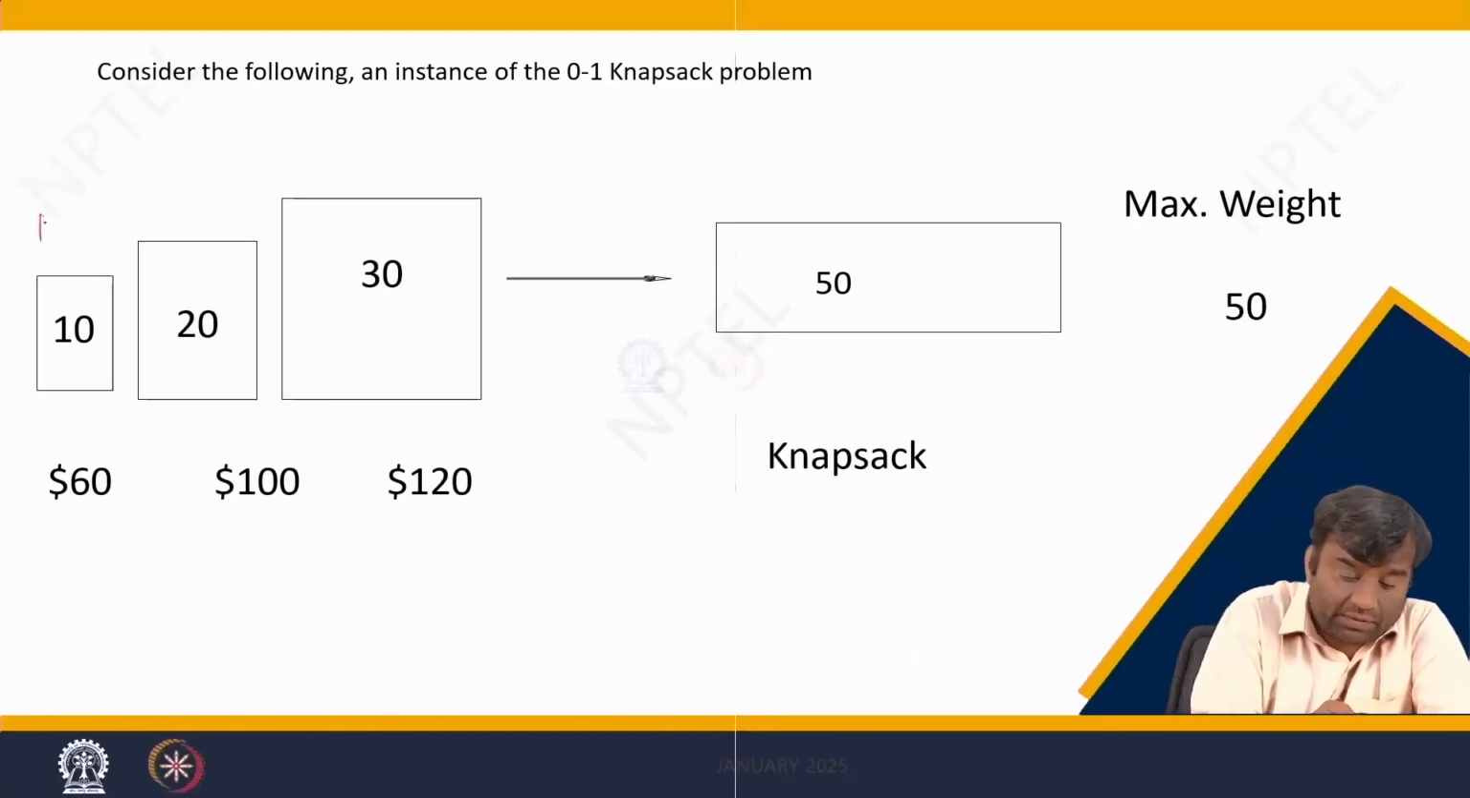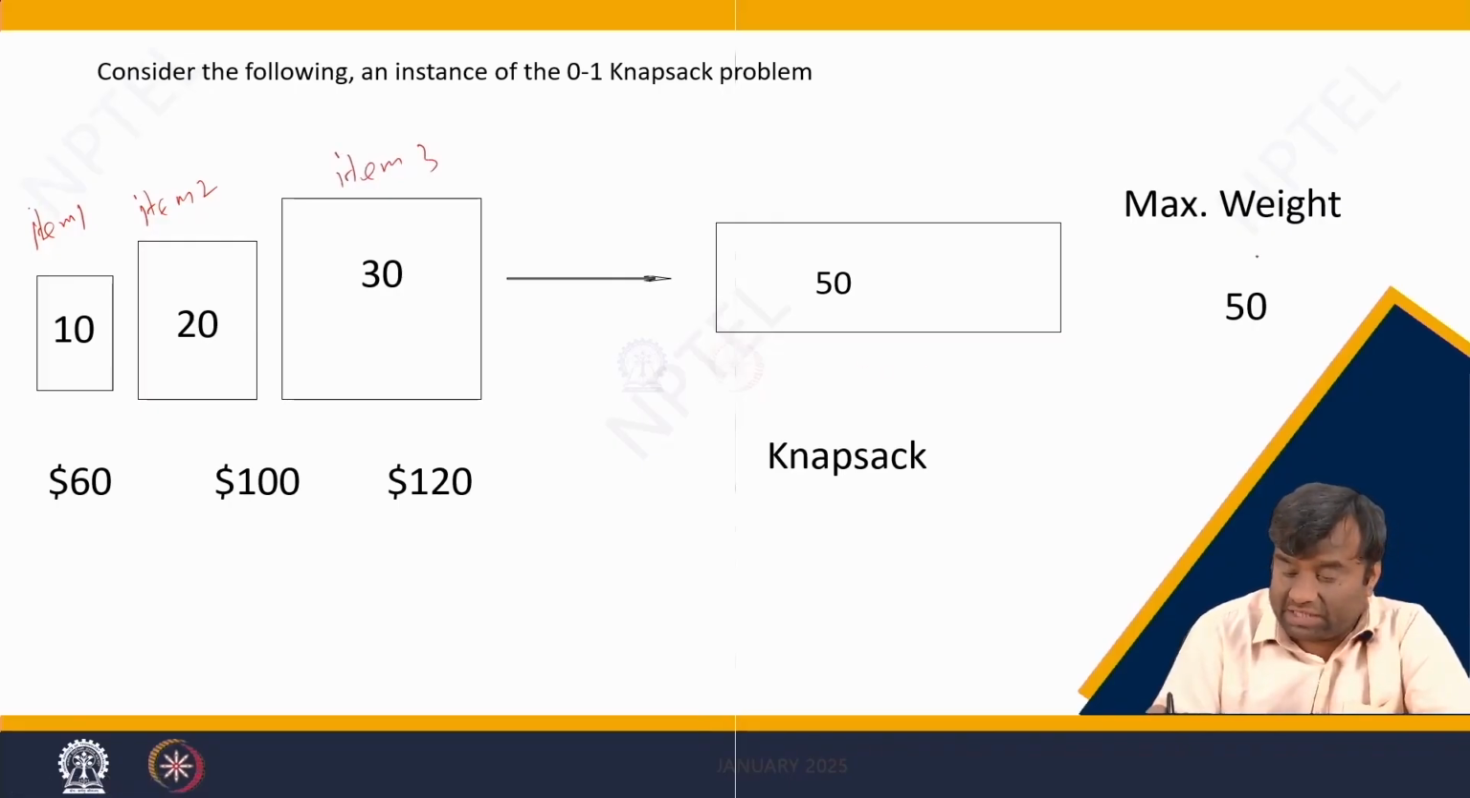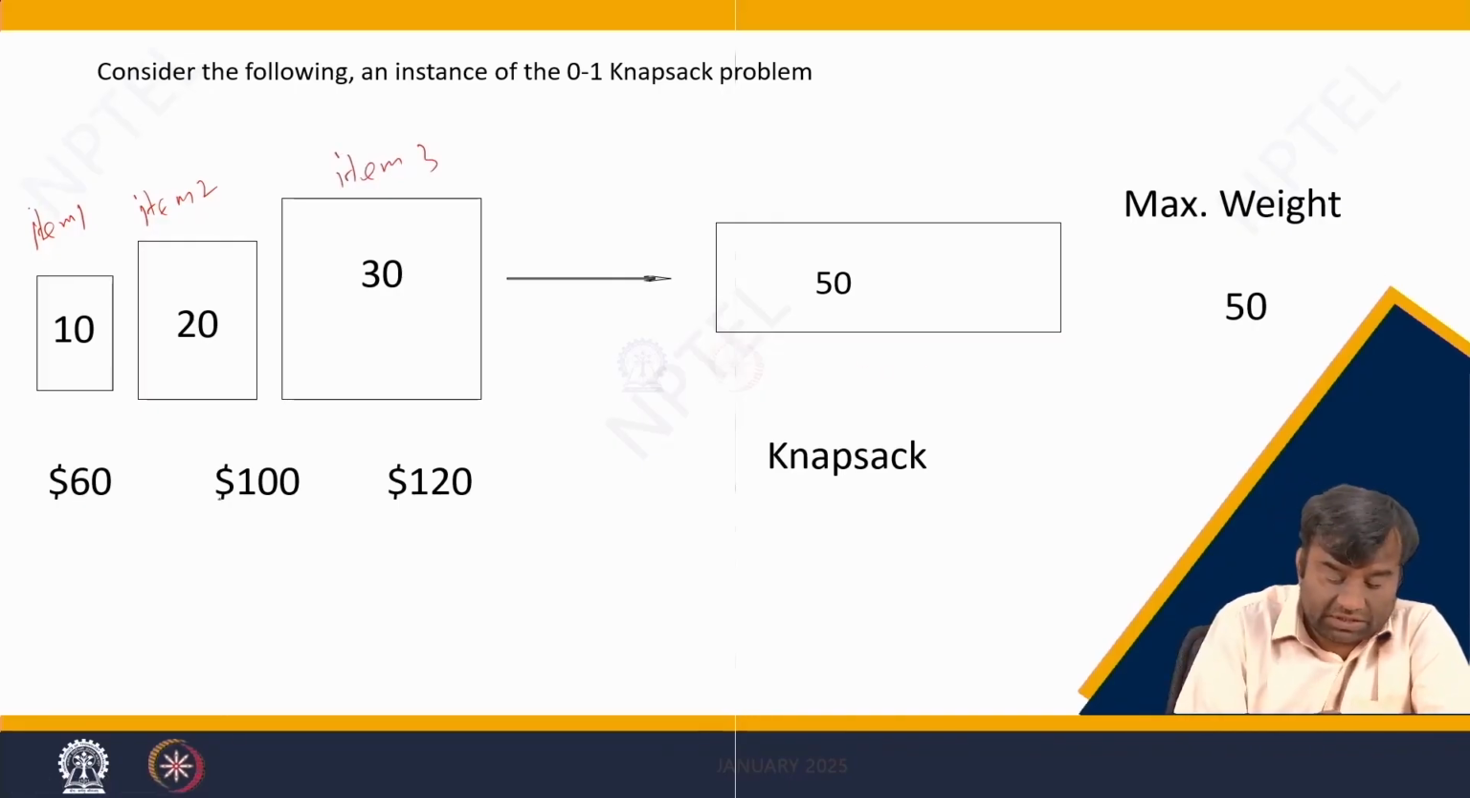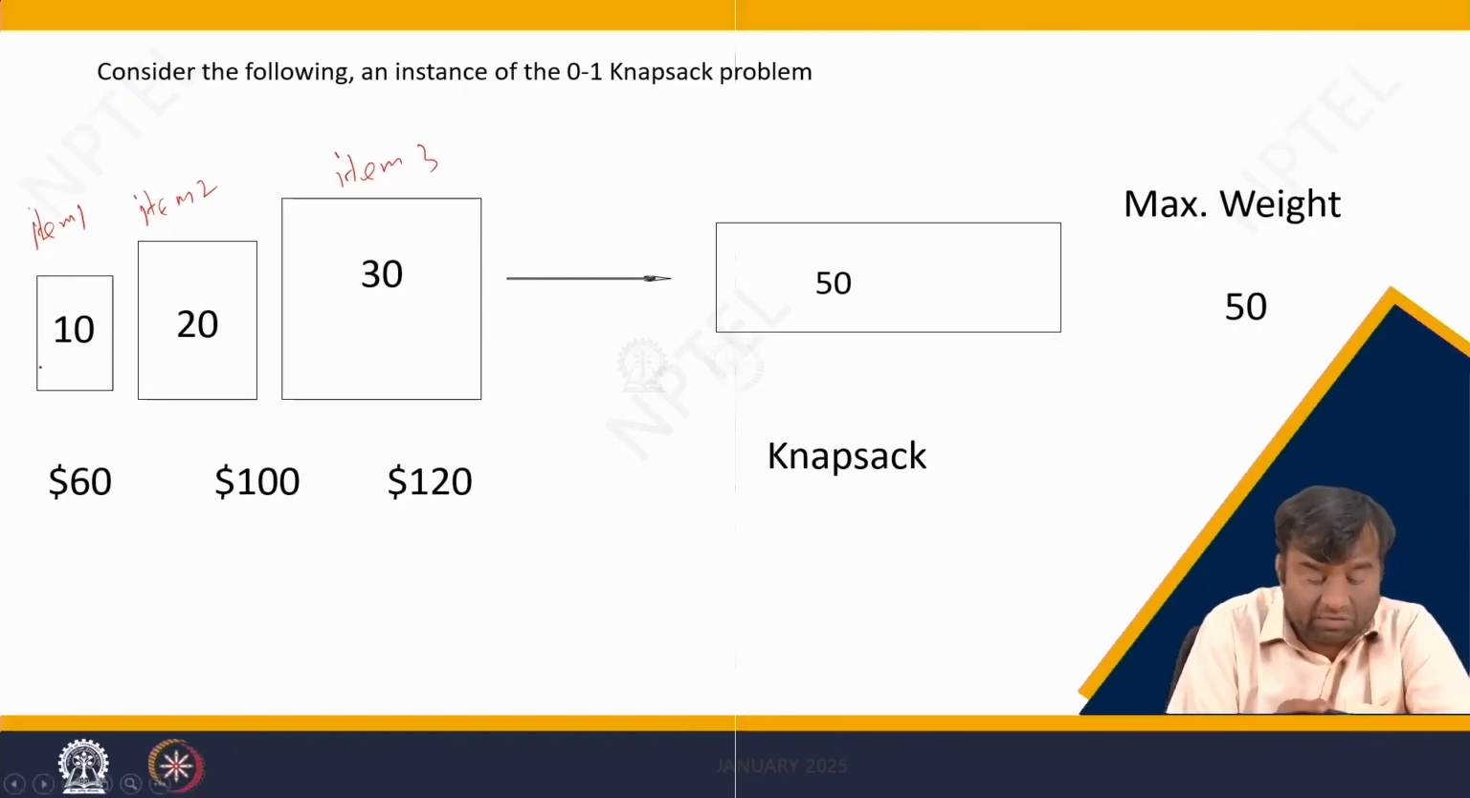So that is item 1, this is item 2, this is item 3, and this is the knapsack. Maximum weight is 50. So cost is $60, $100, and $120. If I take this item, we'll write it 1. If we do not take it, then this item will be 0, like that.